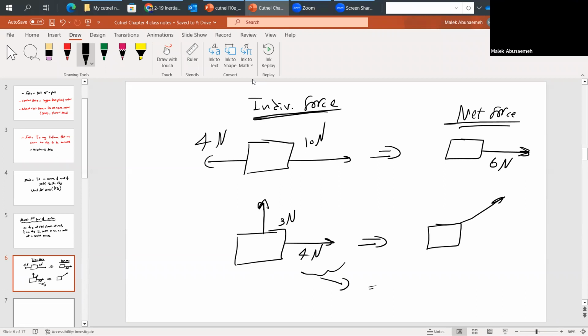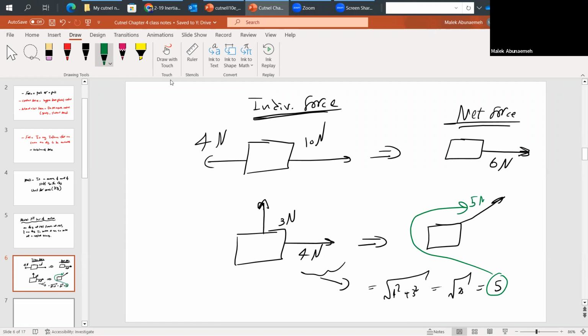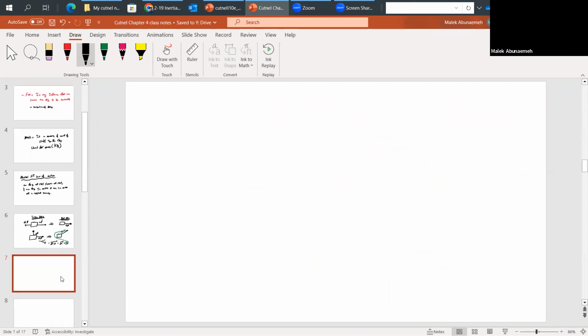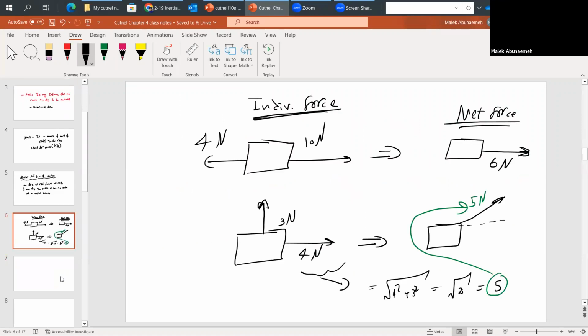This is going to be equal to the square root of 4 squared plus 3 squared, which is going to equal the square root of 25, which equals 5, which is how much the resultant force would be at a certain angle. And we can calculate the angle, so probably angle theta.